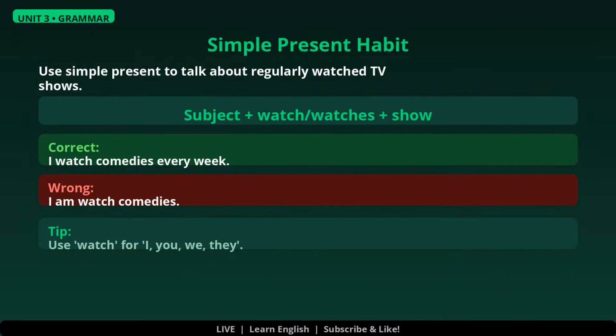Let's master this grammar rule. Simple present habit. Use simple present to talk about regularly watched TV shows. For example, I watch comedies every week. A helpful tip, use watch for I, you, we, they.